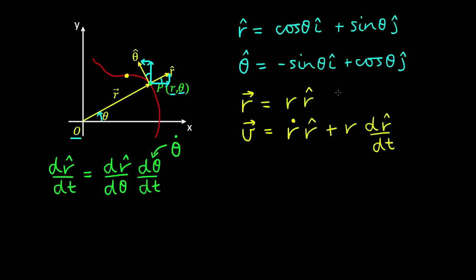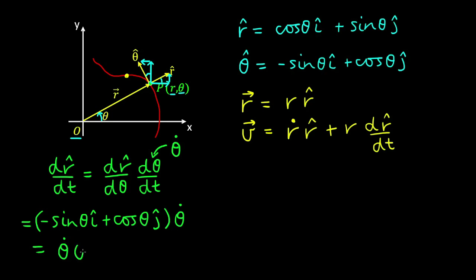So differentiating r hat with respect to theta, we get minus sine theta in the i direction, plus cosine theta in the j direction, multiplied by d theta dt, which is theta dot. And this term in the brackets is the unit vector in the theta direction. So that's equal to theta dot times theta hat. And therefore, we can replace this term with theta dot times theta hat.